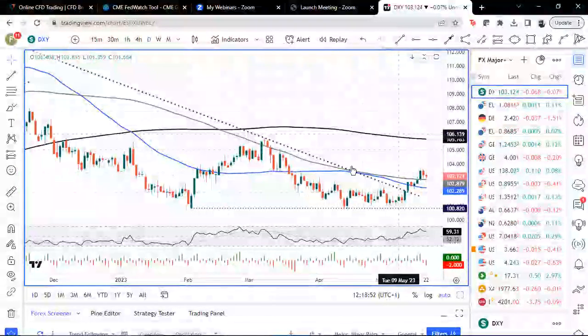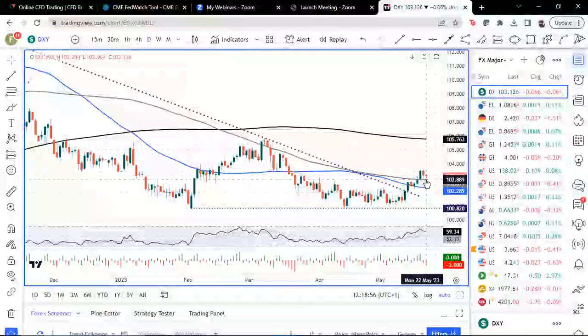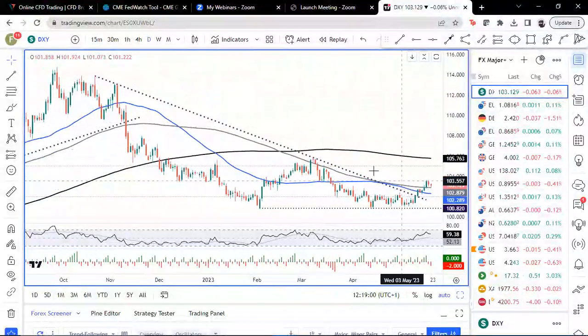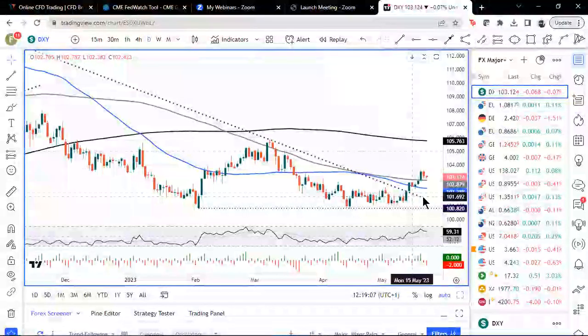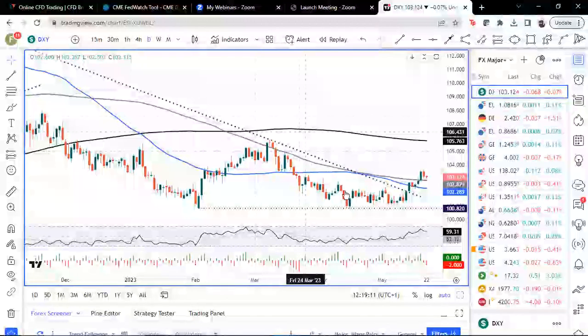I've got the DXY chart here. I might as well look at it now. We can see this push higher in the dollar, of course, breaking that long-term trend line resistance. Now support comes in around potentially 101.60 or so. We've kept in these thick blue lines.